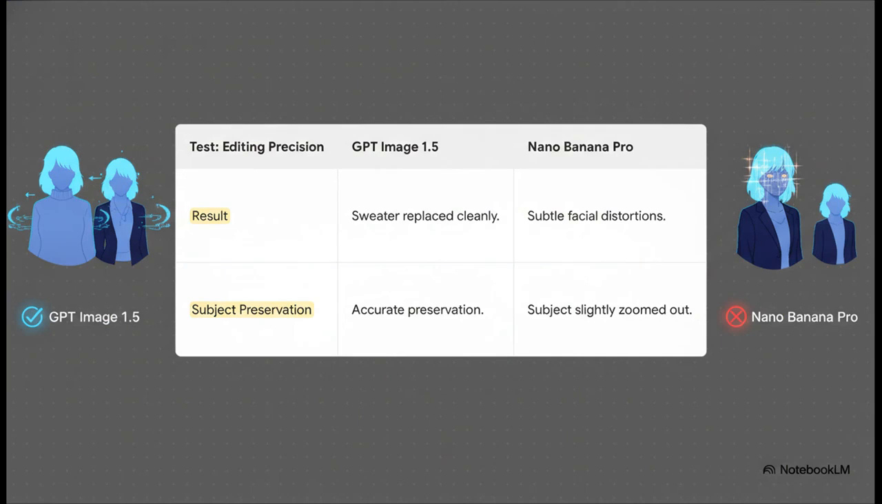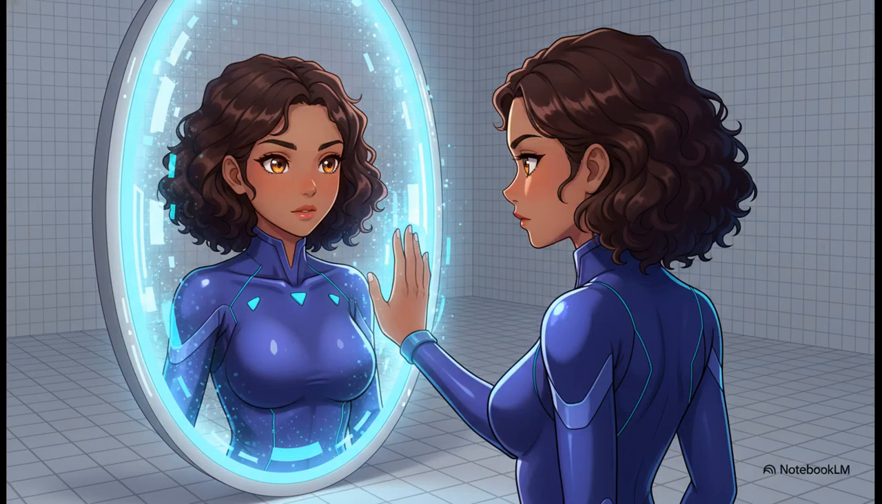But what happens when you try to edit a person? We asked both to swap a sweater for a blazer, but, and this is key, keep the person exactly the same. GPT Image 1.5? Flawless. It kept the face, the body, the background, everything perfectly intact. Nano Banana Pro, well, it struggled a bit. It introduced some weird little distortions in the face and even zoomed the person out. Not ideal. So the takeaway here is pretty clear. If you're editing photos of people, and you absolutely have to preserve their identity, no weird changes, no artifacts, GPT Image 1.5 is definitely the safer, more reliable choice.